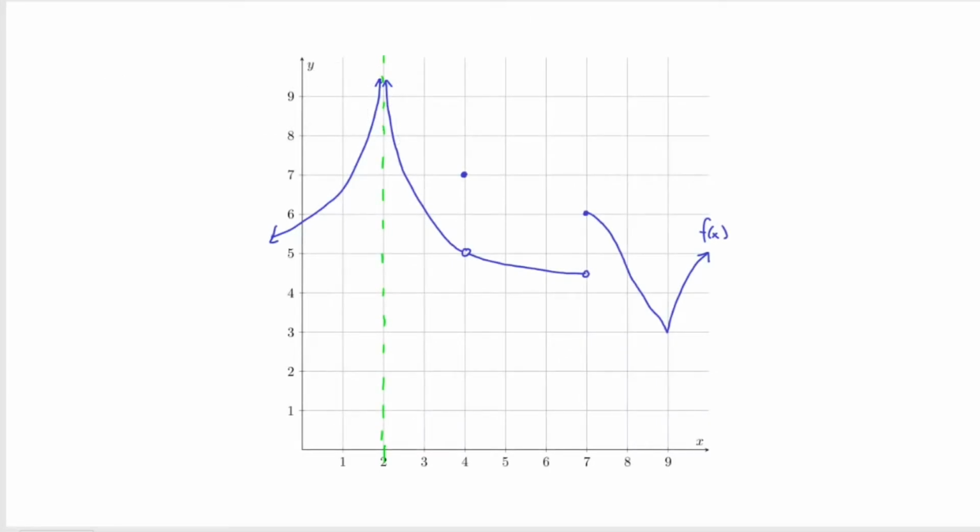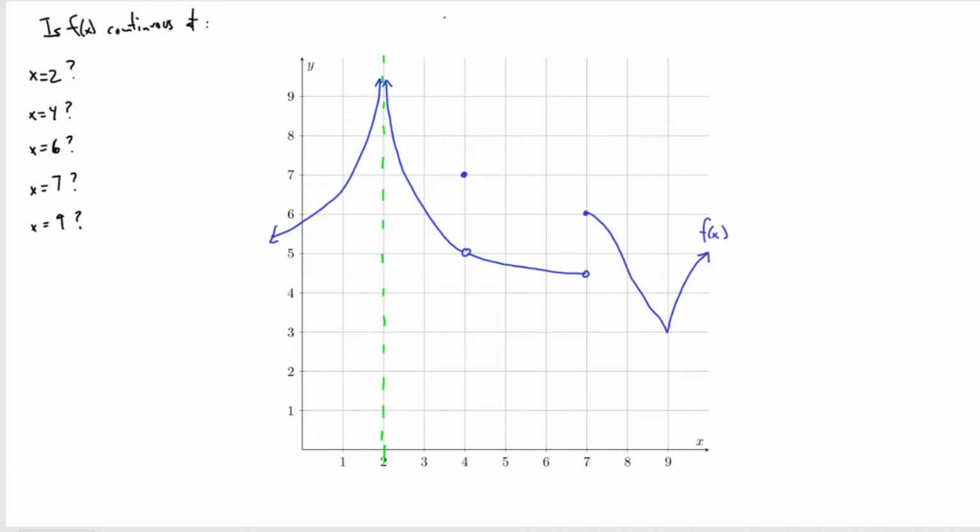Okay, let's take a look at an example. Here's the graph of a function f of x. And see if you can answer these questions. Is this function continuous at x equals 2, 4, 6, 7, and 9? So take a moment, pause the video, see what you think. When you're ready, start it up again, and we'll answer these questions together.